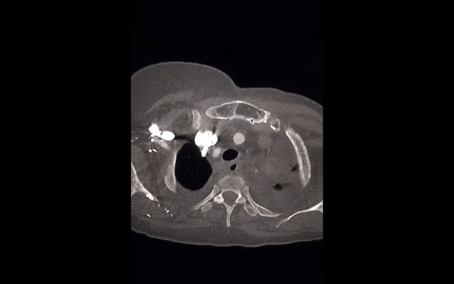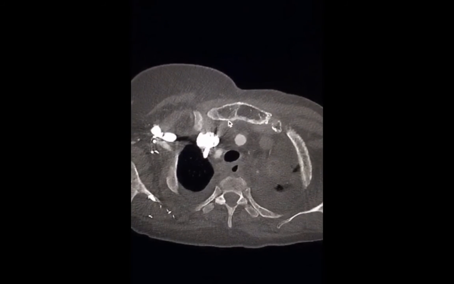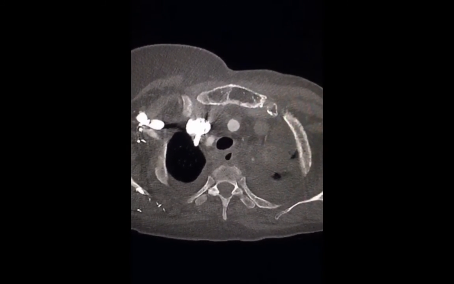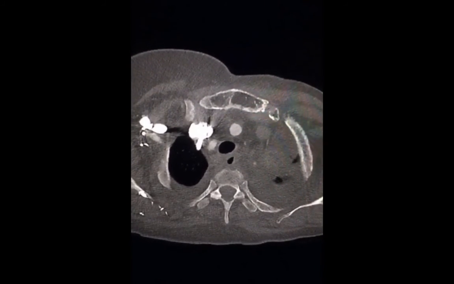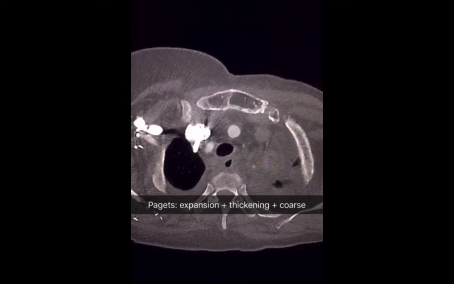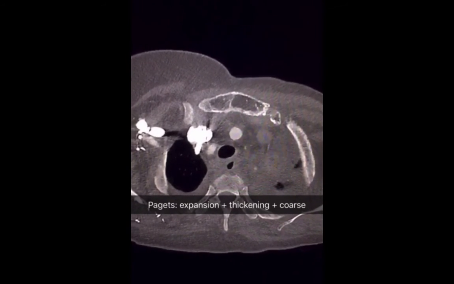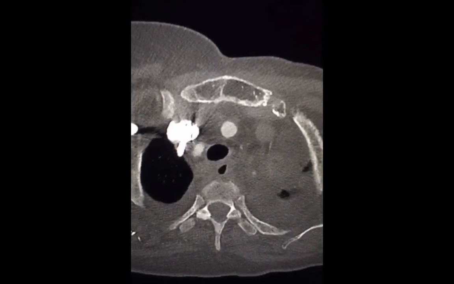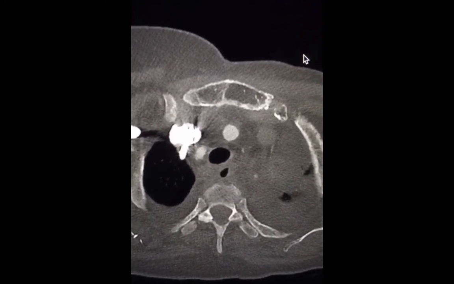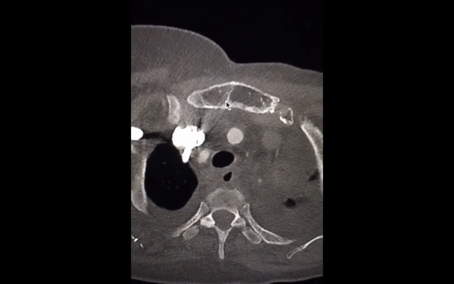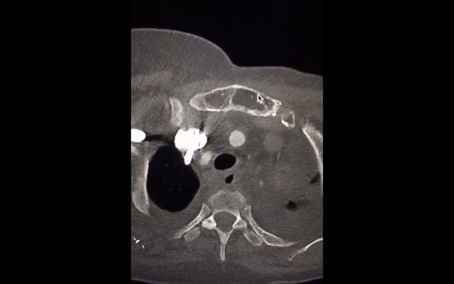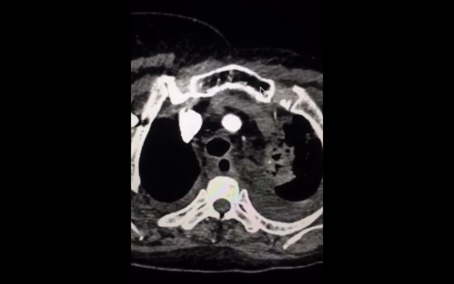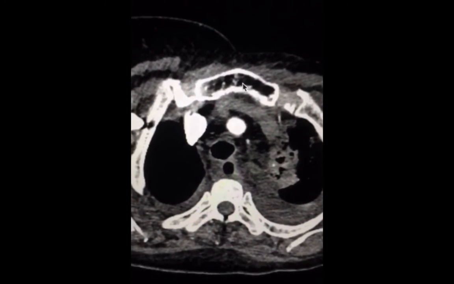If you compare the sternum to the rest of the bones, you'll notice that the cortex is thick, the sternum is expanded. And since you see bone expansion, your major consideration would be that of Paget's disease. The classic triad of Paget's disease is bone expansion, cortical thickening, and coarse trabeculations. However, looking carefully at this case, you'll notice that you do not have coarse trabeculation. In fact, the inner marrow looks extremely clean, and the bone marrow on soft tissues has this very low density that is consistent with fat.